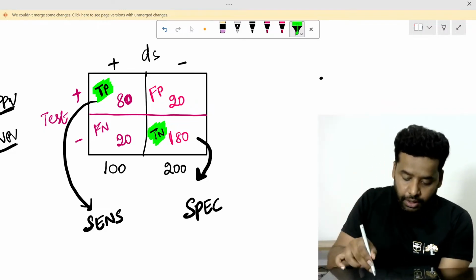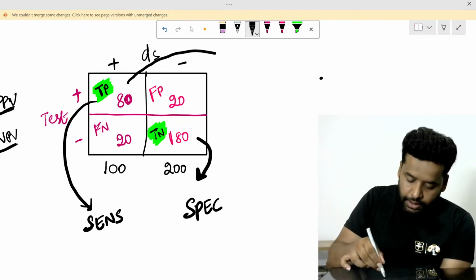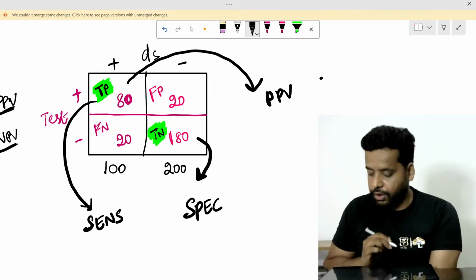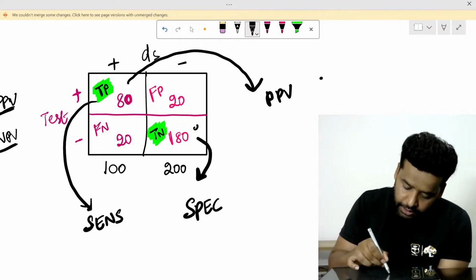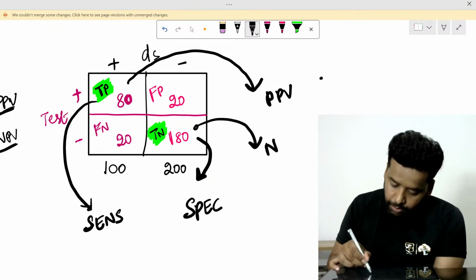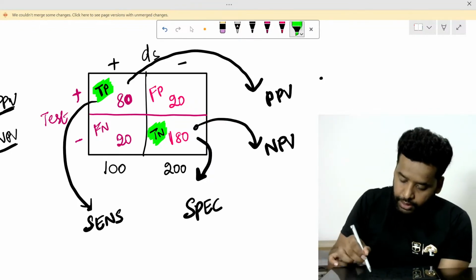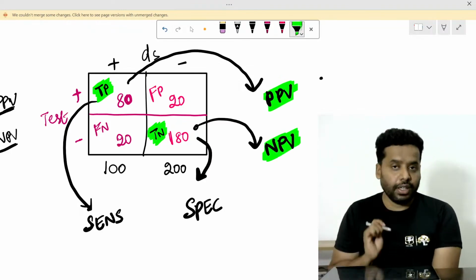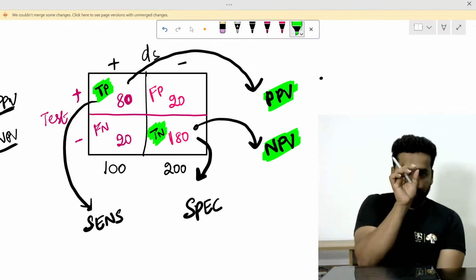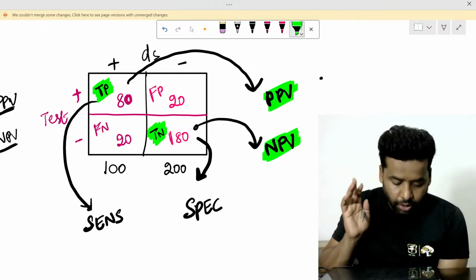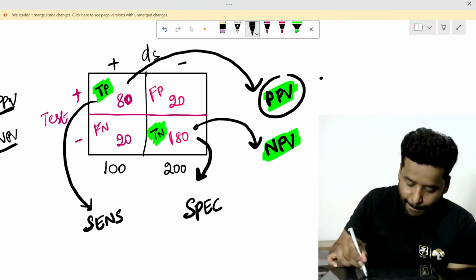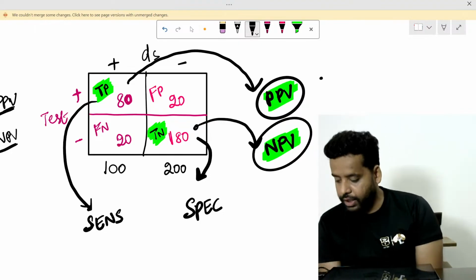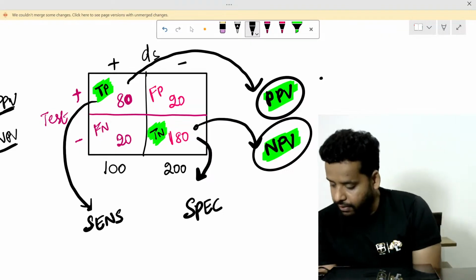In case I go in row mode, what will I get? 80 by 100, positive predictive value. Good. If I take this and go like this, negative predictive value. So if I go in columns, it is sensitivity and specificity. If I take the same values and go in rows, row 1 is positive predictive value, row 2 is negative predictive value. Yes, good, very good. Vertically, horizontally.